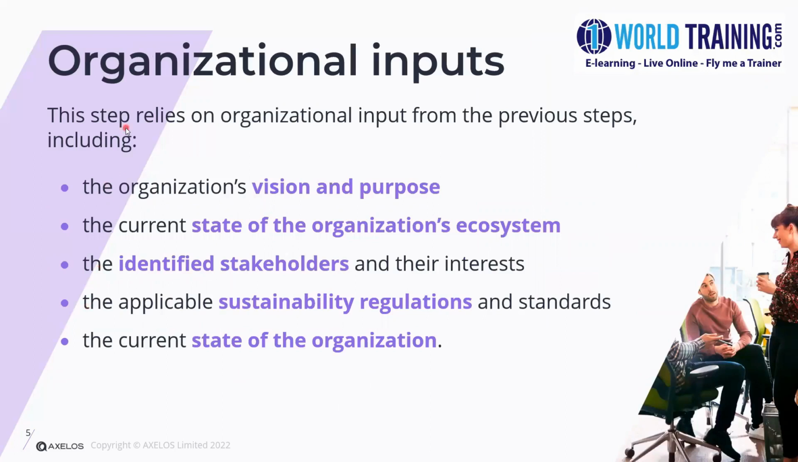The inputs to this step will be from the previous steps, such as the organization's vision and purpose, the current state of the organization's ecosystem, the identified stakeholders and their interests, the applicable sustainability regulations and standards, and the current state of the organization. The second point about the current state of the organization's ecosystem means it's about understanding the organization's resources, the maturity levels, the products and services.